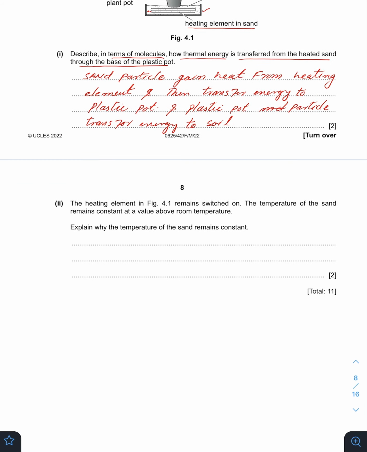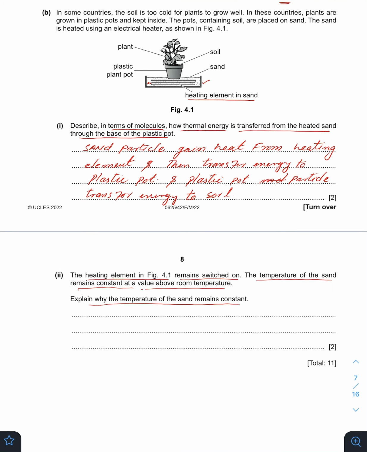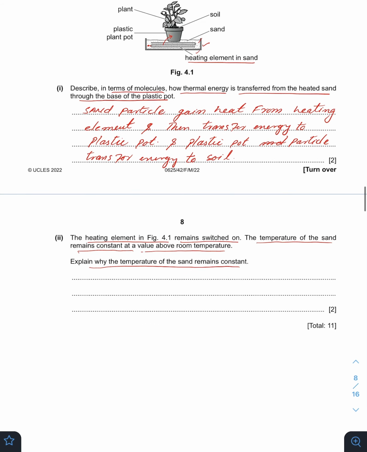Last part of the question. The heating element in figure 4.1 remains switched on. The temperature of the sand remains constant at a value above the room temperature. Explain why the temperature of the sand remains constant. This is very simple logic. See, this sand takes energy from the heating element and then transfers it to the pot or soil. So heat in and heat out are the same.